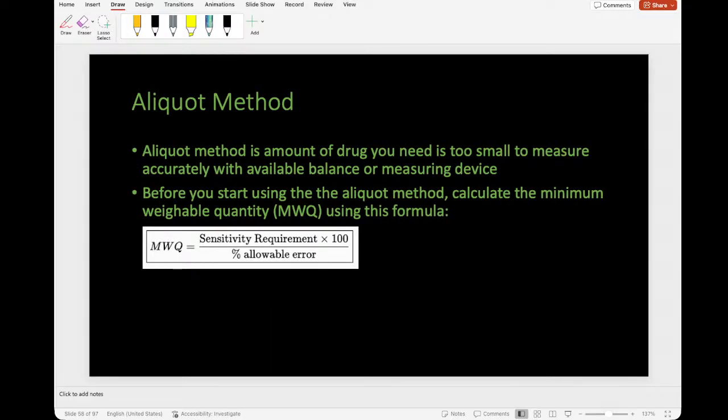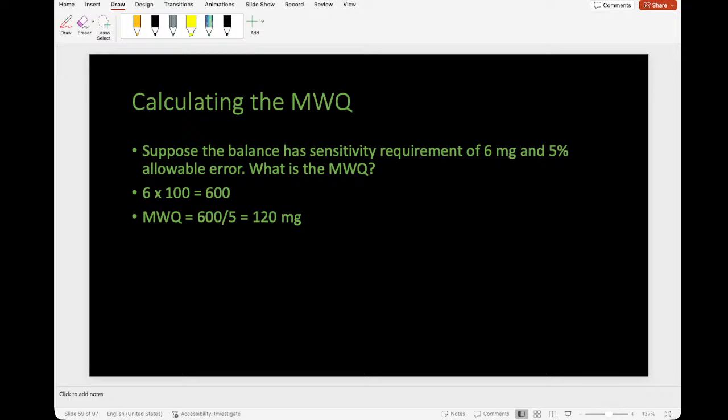Then you have aliquot. Aliquot method is used when the amount of drug you need is too small to measure accurately with an available balance or measuring device. So before you start using the aliquot method, you have to calculate the minimum weighable quantity using this formula. And the formula is really just the sensitivity requirement times 100 divided by percent allowable weight. So you would do a question or problem like this, and figure out what the minimum weighable quantity is. And I listed out the steps here, how that's solved.